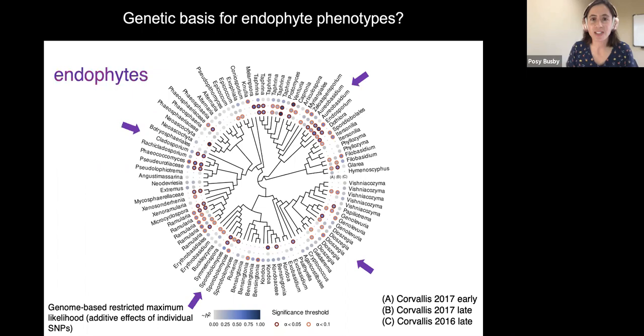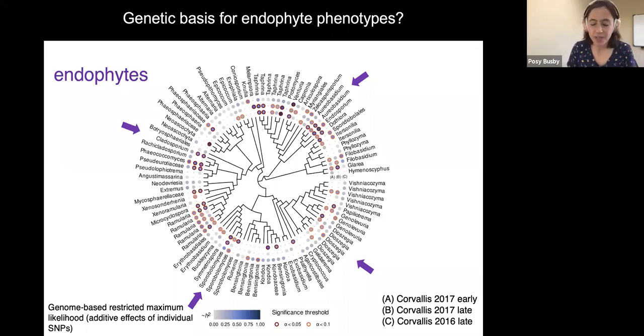But what was more surprising is that there may be a genetic basis for these endophyte phenotypes. Many endophytes also emerge as significant in this analysis. Some of these endophytes are pathogen antagonists, so they have known ecological functions, but most have no known ecological function, suggesting that there could be an important ecological function that needs to be further studied, and suggesting the possibility that there's even a genetic basis to this interaction between plant and endophyte.